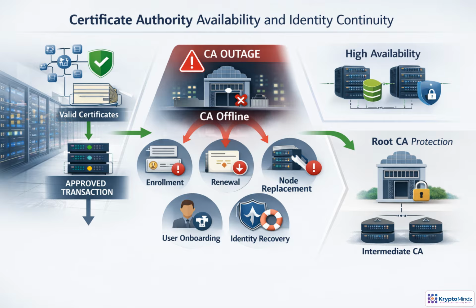A Fabric CA outage may not stop transactions right away, because peers and users can continue using valid certificates. But identity operations do stop: enrollment, renewal, node replacement, onboarding, and emergency recovery. Treat the CA as critical infrastructure. Use highly available intermediate CAs, protect the CA database with replication and backups, and schedule renewals before certificates expire. Keep the root CA tightly protected while ensuring operational CAs remain reachable.